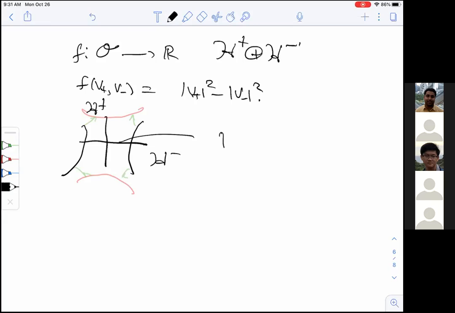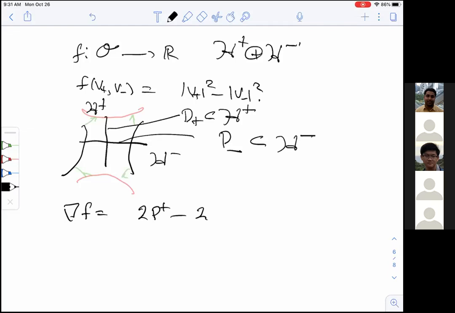We have this D minus, which is a ball in H minus, the descending manifold. We have D plus, which is a ball in H plus, the ascending manifold. And you can explicitly compute the gradient flow. The gradient of F is 2P plus minus 2P minus. And so you can calculate explicitly the gradient flow, and you show that the flow lines starting away from the descending manifold do flow all the way from below the critical point to a level above the critical point.